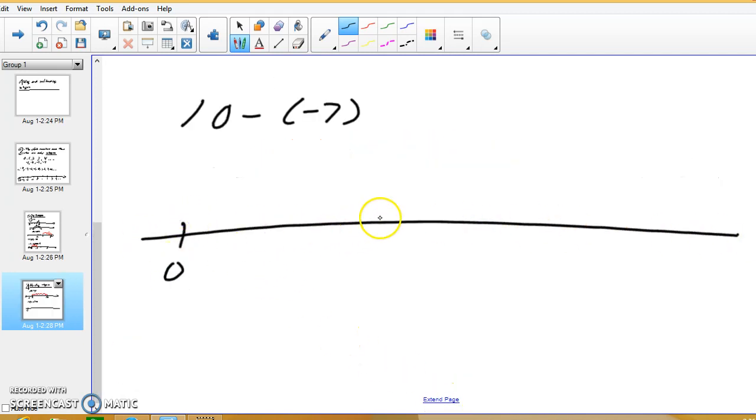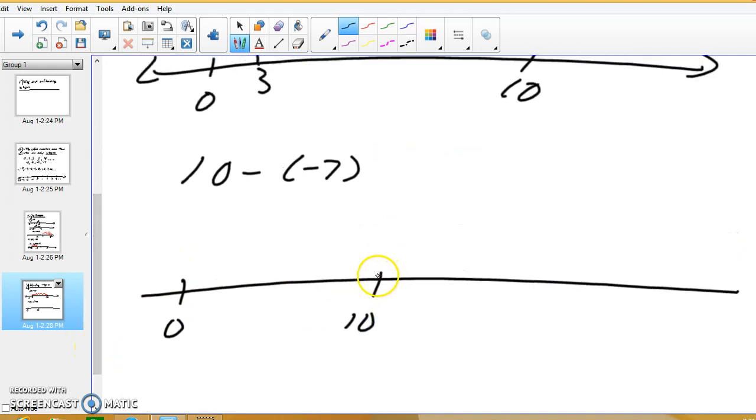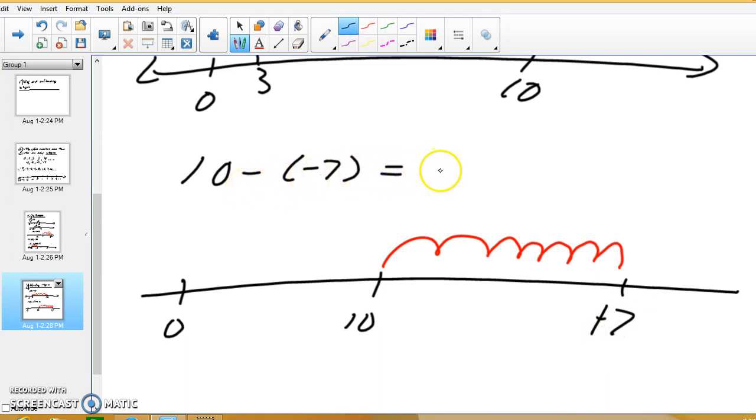So 0, 10. Now we're subtracting a negative 7. Since subtracting takes us in the left-hand direction, but we're working with a negative number, the negative will flip that direction. So if we're subtracting a negative number, we're actually going to move in the right-hand direction: 3, 4, 5, 6, 7, to a positive 17. So 10 minus a negative 7 is actually 17.